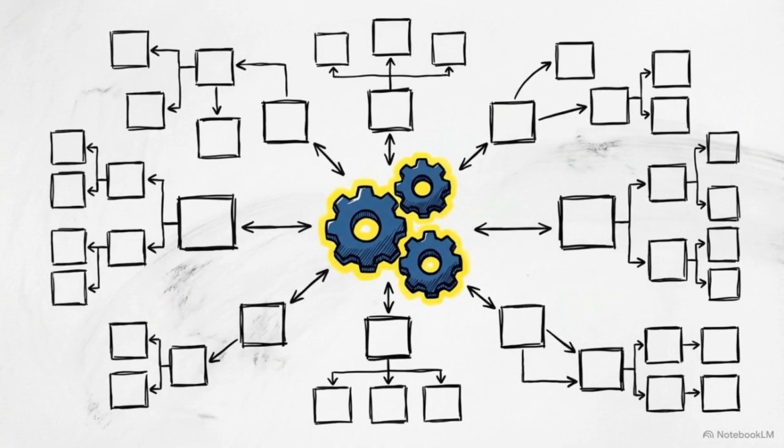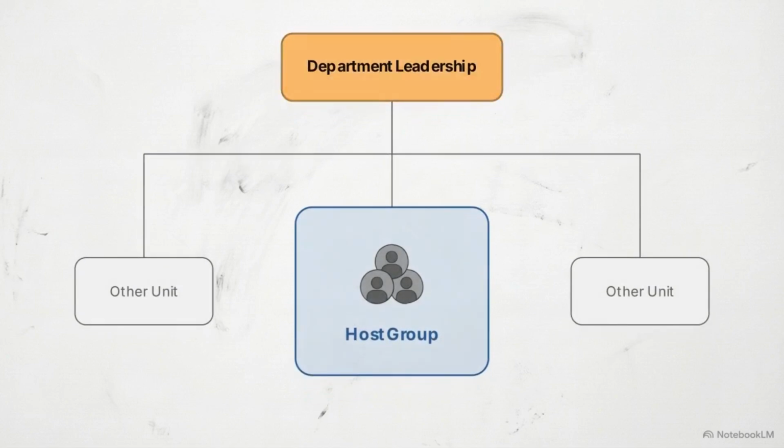Phase 1 begins by identifying your host group. This is the specific unit seeking to improve its relationships. Before proceeding, the facilitator must secure a clear commitment from this group's leadership that they are actually willing to absorb feedback and change their operations.